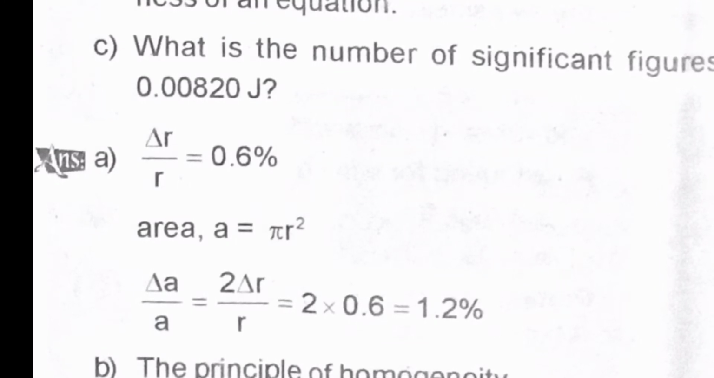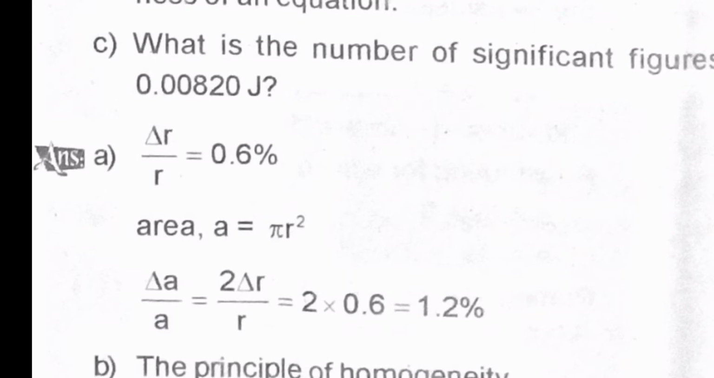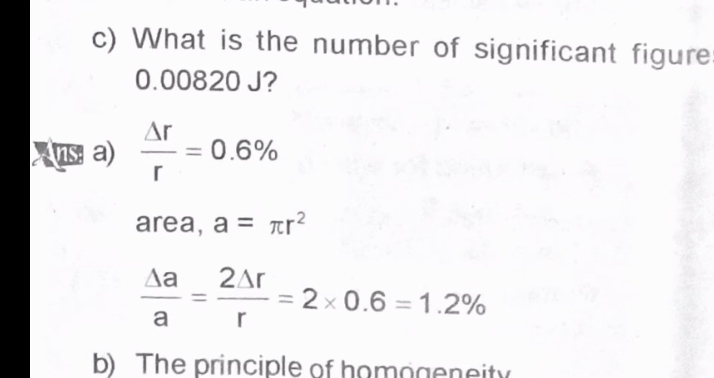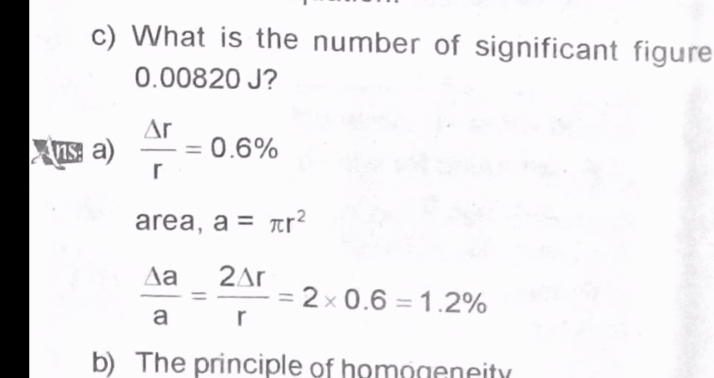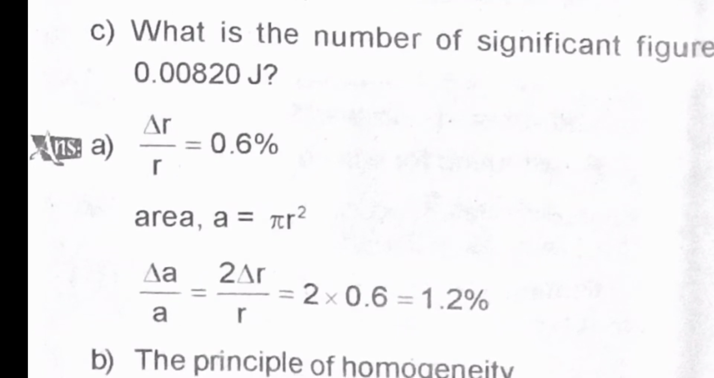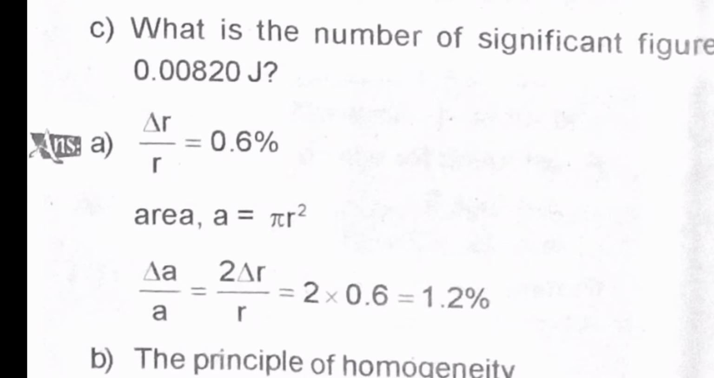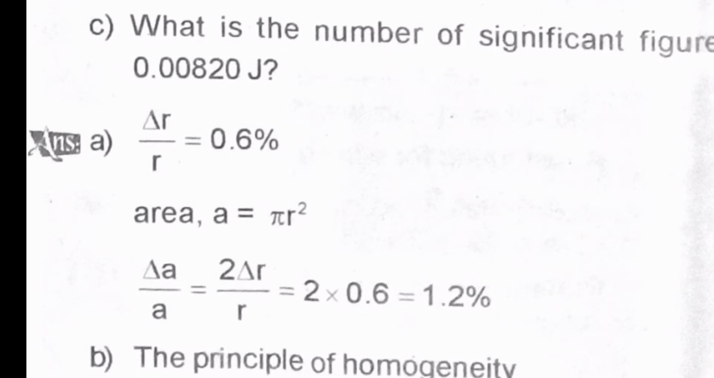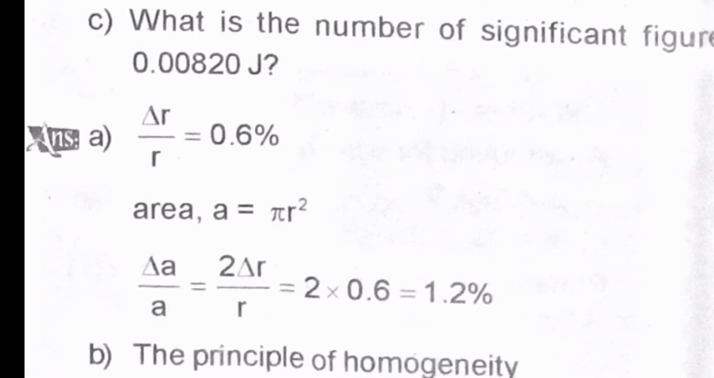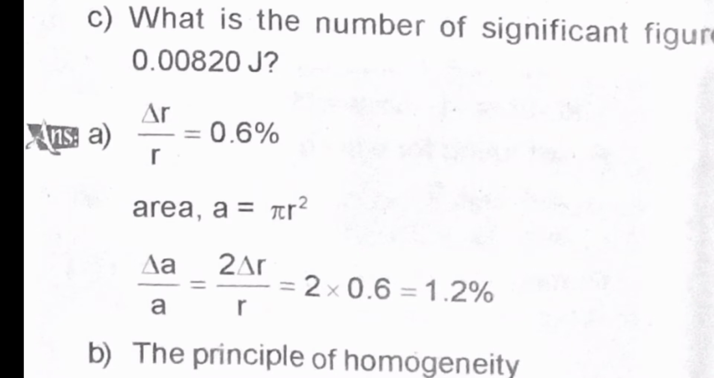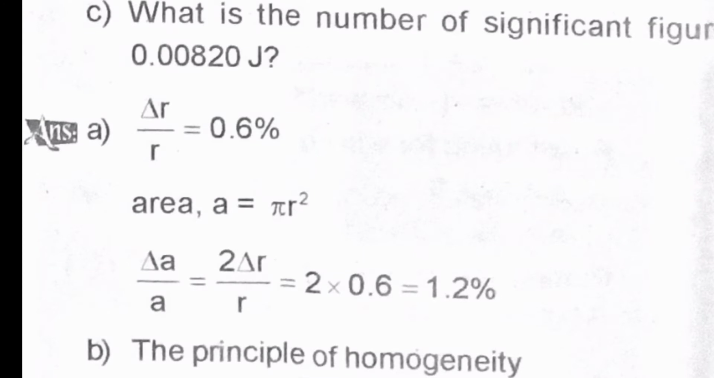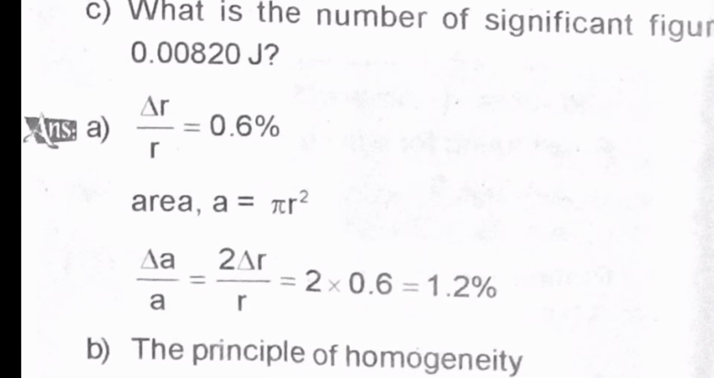Now we can find the percentage error in the calculation of area, that is delta A by A, equal to 2 into delta r by r. The value of delta r by r is 0.6, therefore 2 into 0.6 will be 1.2%. Now the next question is to name the principle used to check the correctness of the equation. Yes, that is the principle of homogeneity. According to the principle of homogeneity, in any correct equation, the dimensions of all terms must be identical.